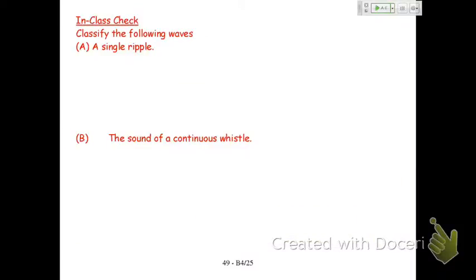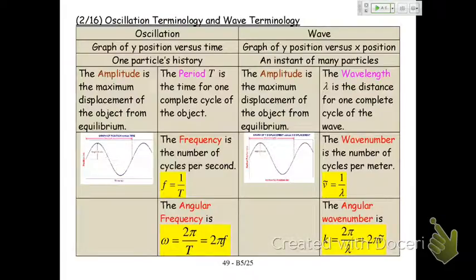Okay, cool. So if we say classify the following types of waves, if I had a single ripple, what would that be? So it would be a pulse, and what kind of pulse would it be? Transverse. And then what about the sound of a continuous whistle? Train, yeah. So just don't skip stuff like that, because that's a nice easy point if I give it to you.